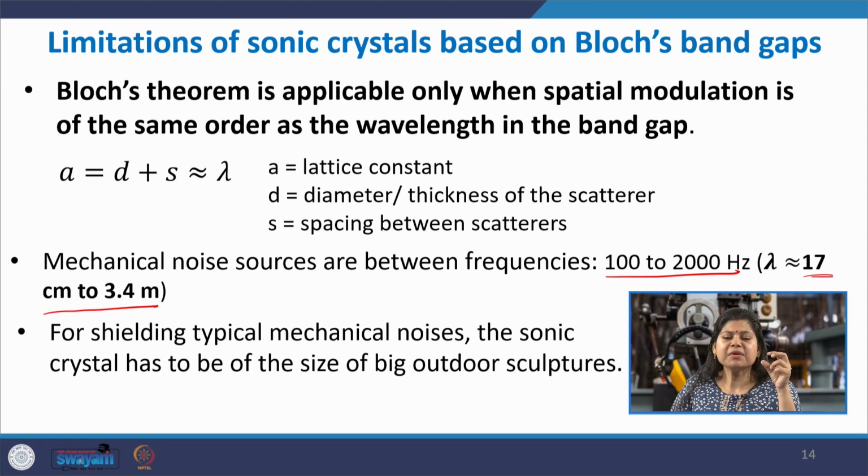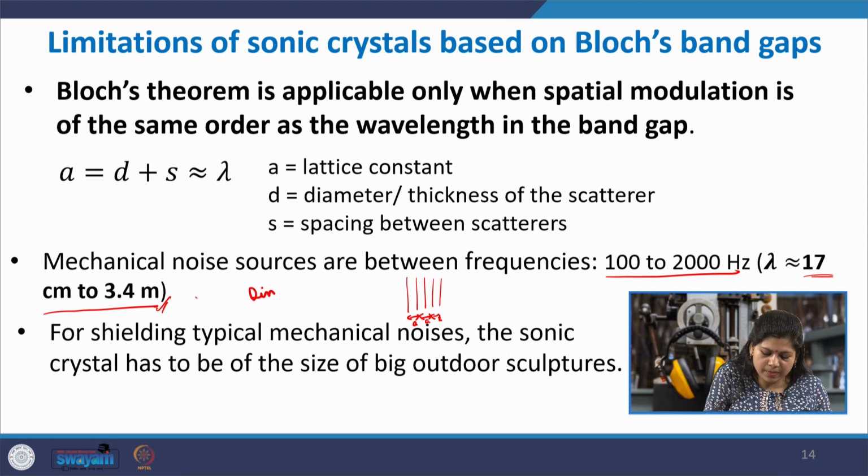And so, that means that to attenuate these kinds of mechanical sources, the typical spacing, the typical periodicity, has to be of this range. This is not the entire dimension of the crystal. For a sonic crystal, we would need at least 4 to 5 arrays, let us say. Then that will mean that the overall dimension of the sonic crystal would be several magnitudes of lambda. So, the overall dimension of the sonic crystal would then become n times the lambda, where n is a number greater than 1.